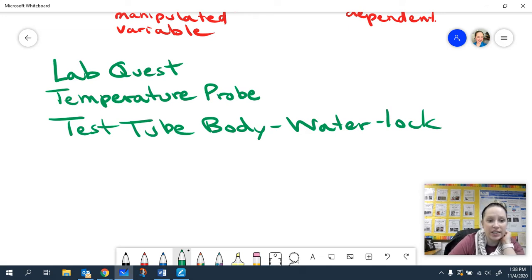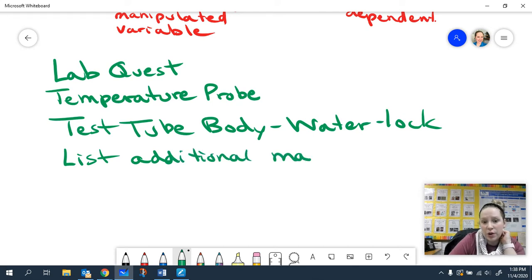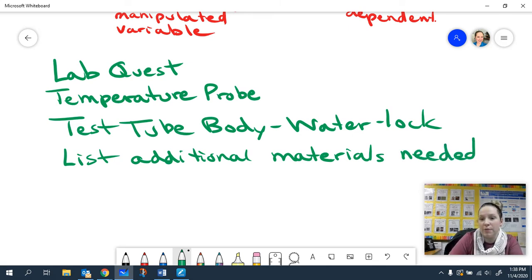So I want you to list any additional materials that you would need. If you chose clothing, you would need to say that there were little tiny clothes or fabric to wrap around your test tube body in order to do this experiment. If you're talking about the wind, you would need a fan. If you're talking about heat or cold, you would need either hot water or cold water that we could warm up ahead of time, etc. So you are coming up with that list of any additional supplies that we need.